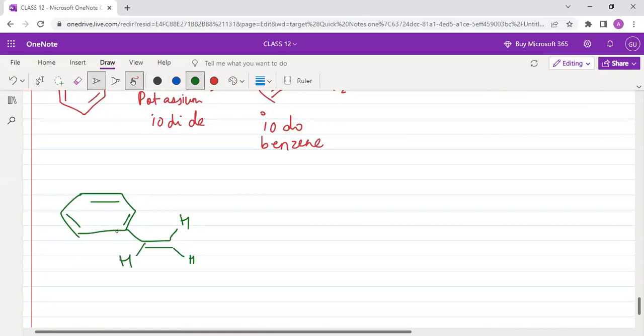So we have an alkene attached to the benzene ring and we are making it react with HBr. Now tell me what will be the product of the reaction? Which rule is used here?